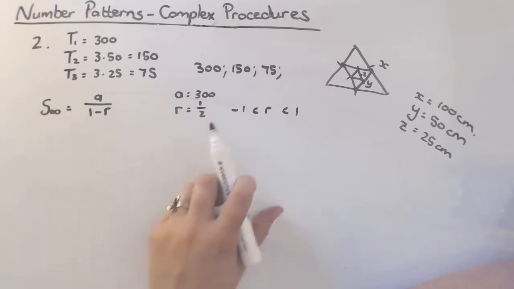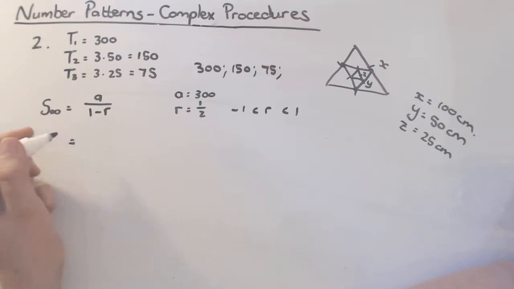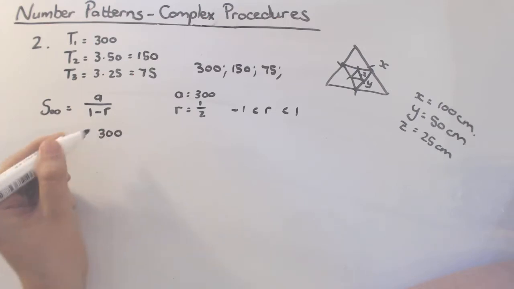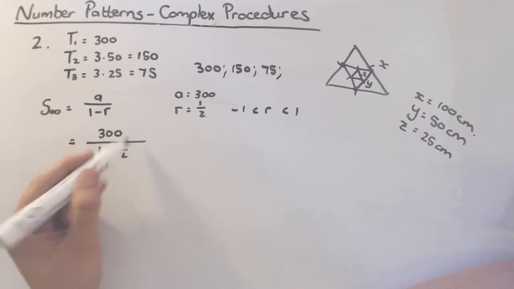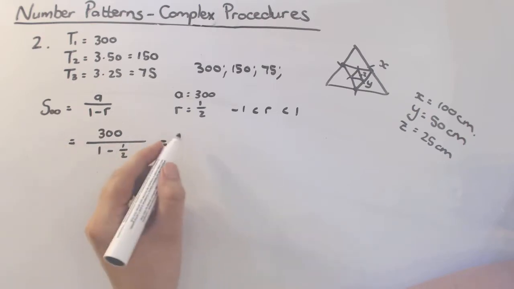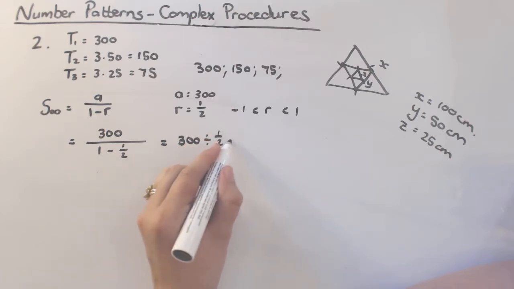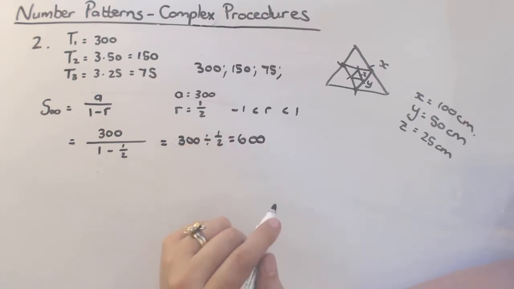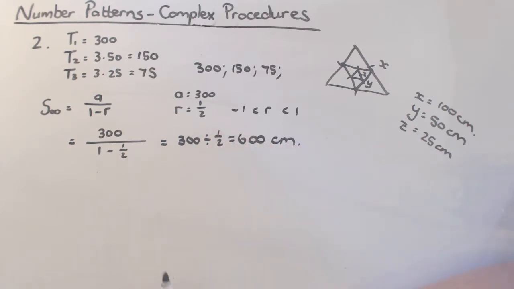It is a over 1 minus r. I've got a, I've got r. This is very easy. Right, so my a value is 300. My r value is a half. And this is 300 divided by a half, or 300 times 2, which is 600, and this is in centimeters, so my perimeter will also be in centimeters. Okay, so that is the second question.